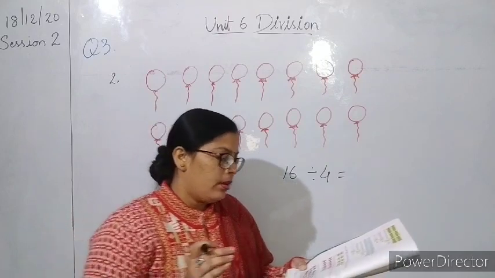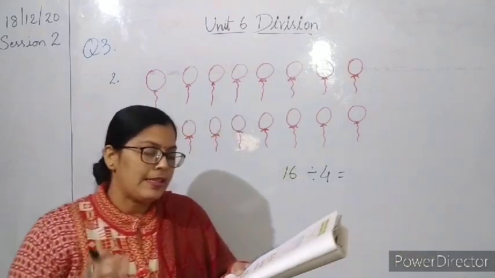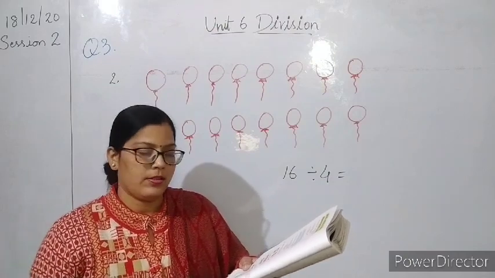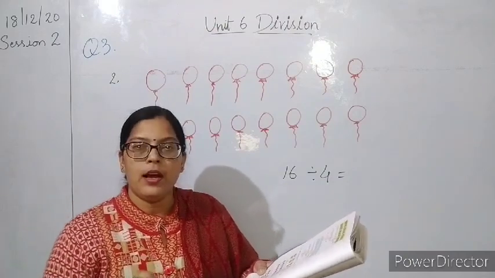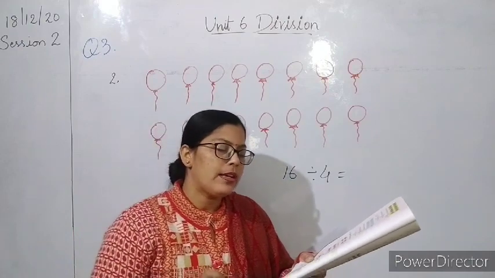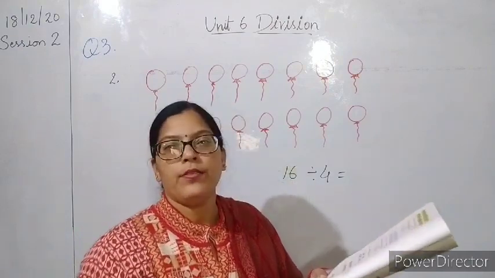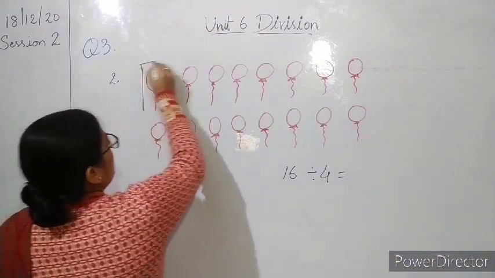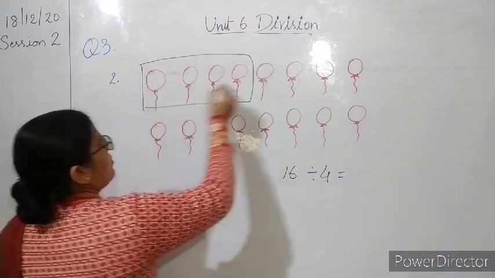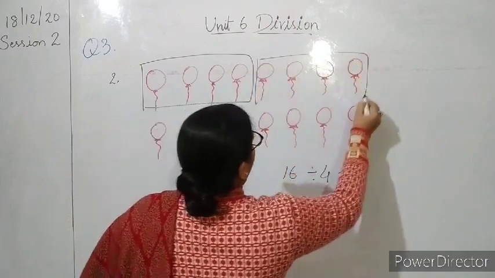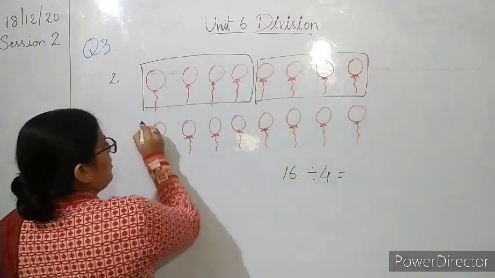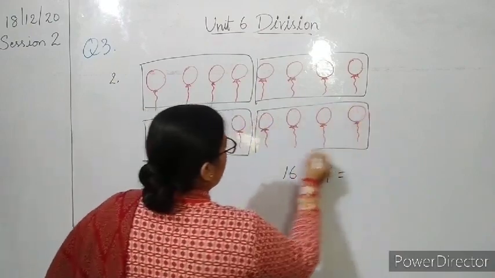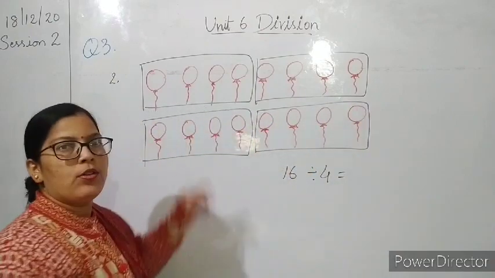Now the question is: 16 balloons are to be divided among 4 kids. You have to make a group of 4. So in one group we'll take 4 balloons. In this way you have to make the groups in your book, using a pencil and scale.